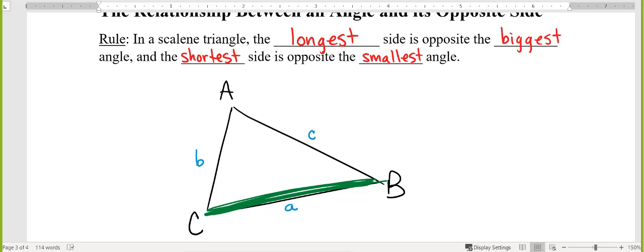So if you were looking at this triangle and you knew that this was the longest side, which angle would be the biggest? It would be angle A. If you knew on this triangle this was the shortest side, then angle B would be the smallest angle. Angles and the opposite side, there's a special relationship there. The longest side has the biggest angle. So let's go do an example.